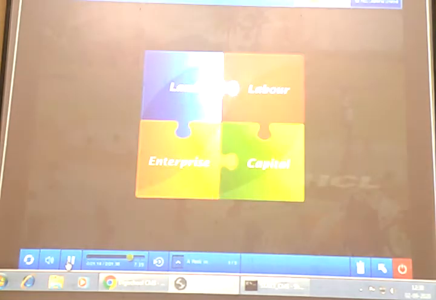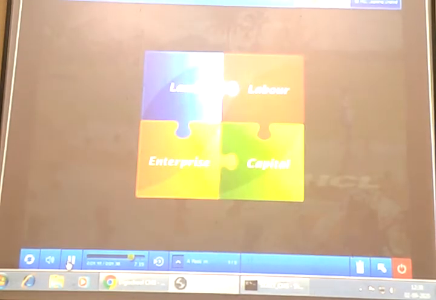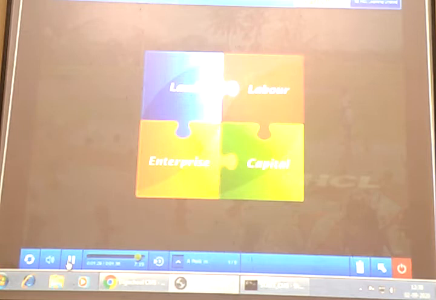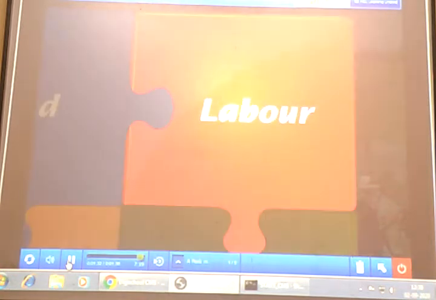Now, let us see what is required to carry out the production process. There are four factors required for production. They are land, labor, capital, and enterprise. In this session, we are going to learn more about the second factor of production, namely labor.